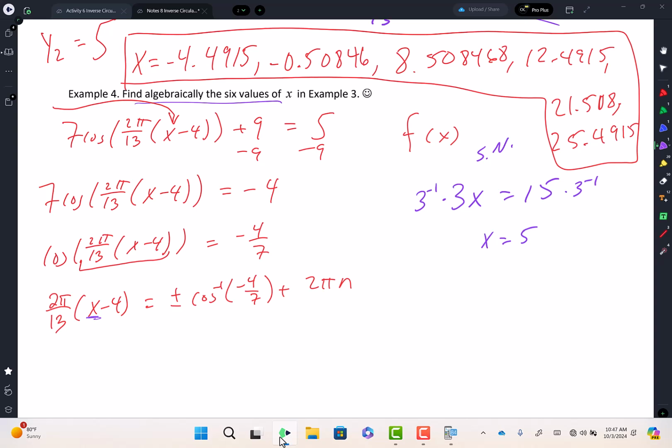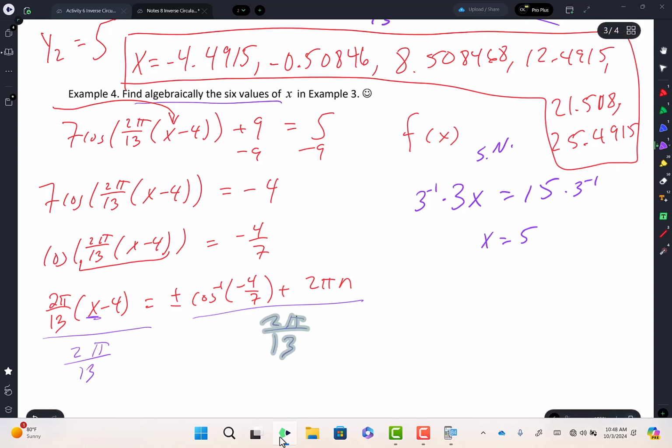Yeah, you can divide. You can divide by 2 pi over 13. The only problem with that, I mean, it's not a problem. If you like this, then that is fine. But notice it looks kind of ugly. So what's better? Okay, but this is a number, so I can call it what?